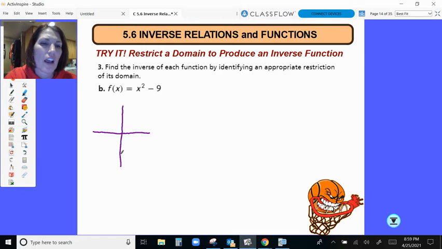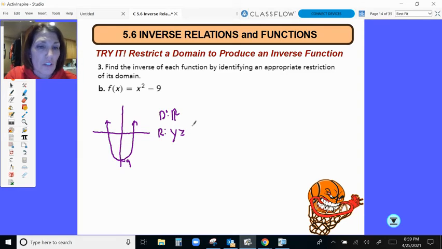If you can imagine this graph right here, we shift down 9, right? If we just put -9 down here, this is a parabola that shifts down 9. So just imagine that. What would our domain be for that function, for this graph? Our domain would be all real numbers, right? And our range would be all values of y greater than or equal to -9, right?